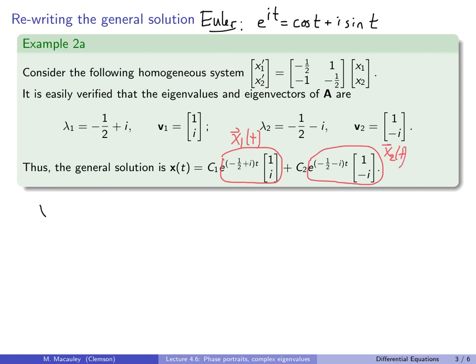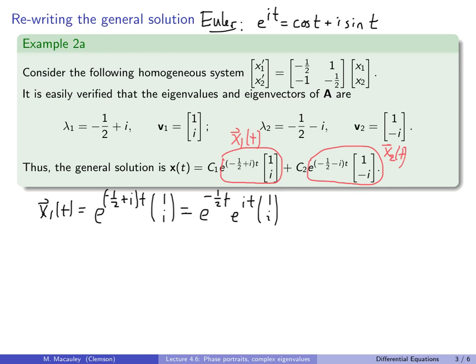So x1 of t, I'm going to pick one of these. It doesn't really matter which one. So x1 of t is e to the (negative 1/2 plus i) times t, times the vector (1, i). Now I'm going to write this as e to the negative 1/2 t times e to the i t times (1, i). Of course I can do that. I'm breaking off the real part and the imaginary part.